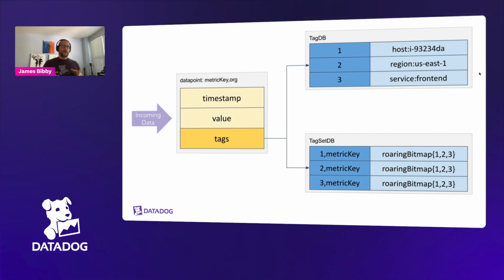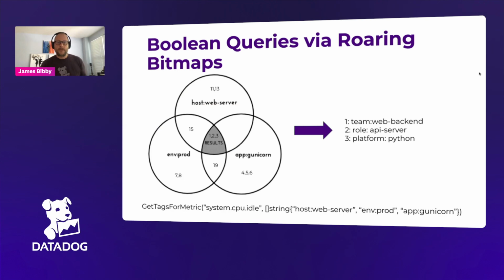And the reason that we use roaring bitmaps on the right-hand side is to be able to enable all that kind of Boolean query logic that I was talking about. So we can go to the next slide. There's a bit of a diagram of how we use that.